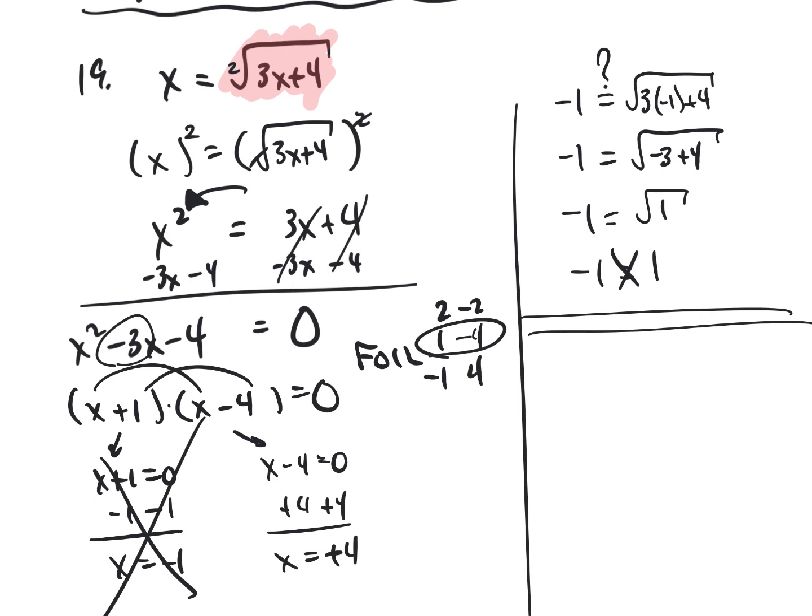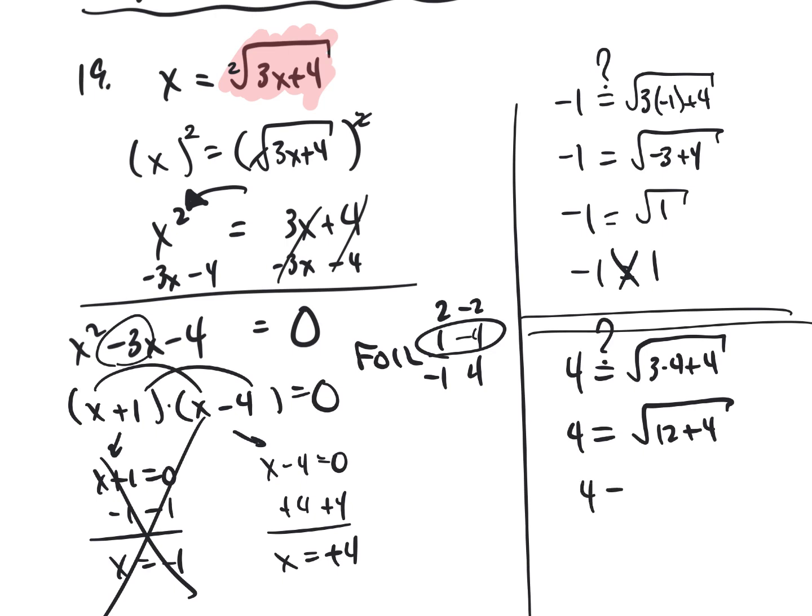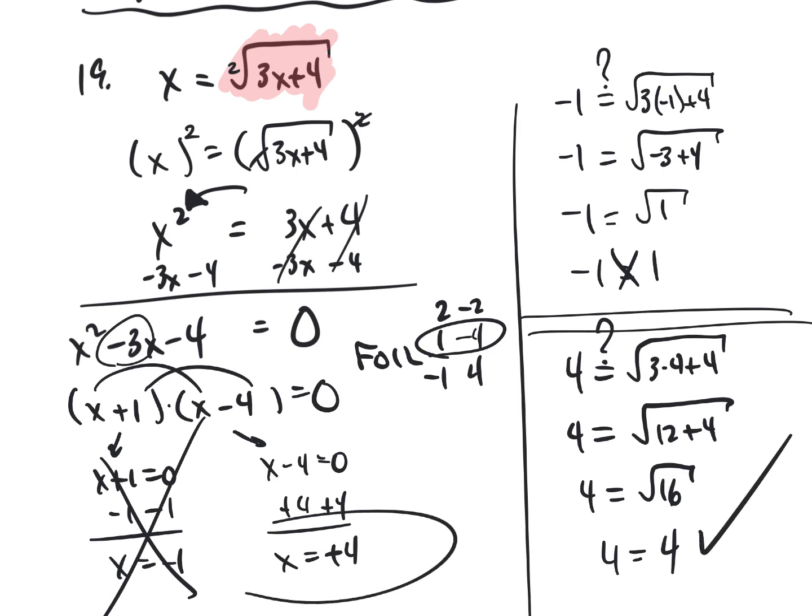Then we try 4. We put in 4 for x, and again, ask the question, true or false. All right, and put 4 in the right side. So put 4 in everywhere we see an x. All right, again, no simplifying on the left, but on the right, 3 times 4 is 12. 12 plus 4 is 16. And the square root of 16 is 4, and you can tell that one checks. So we back up and circle just the 4. That's the only number that makes the equation true.